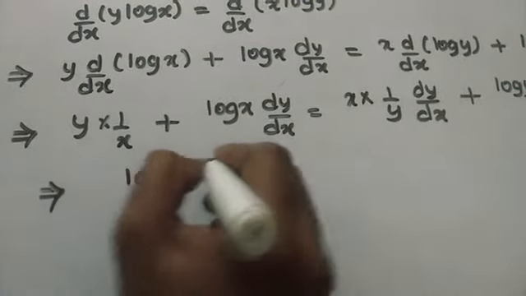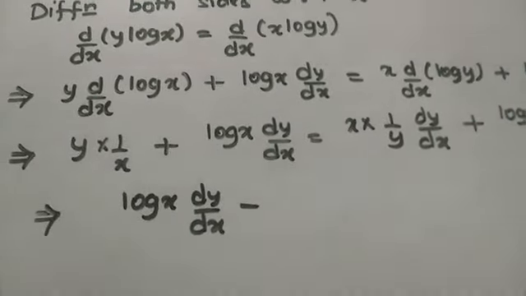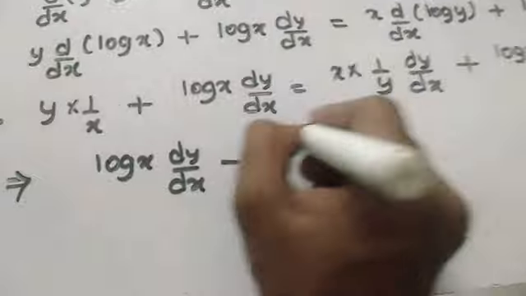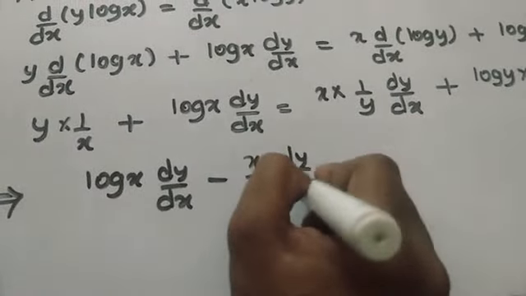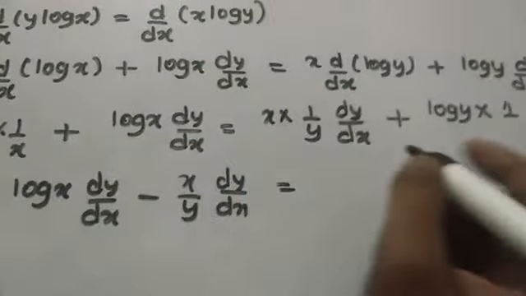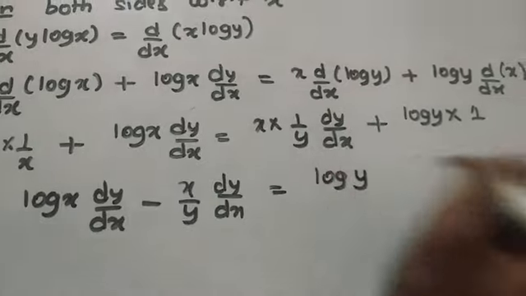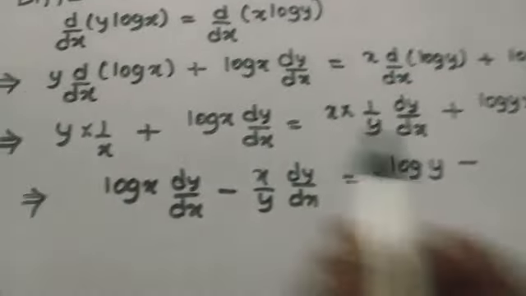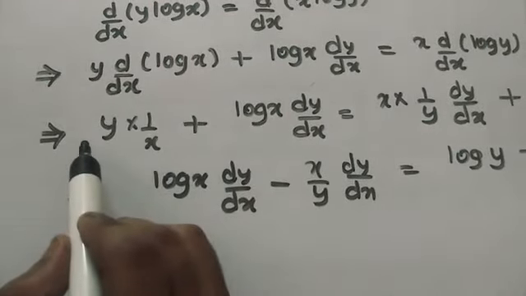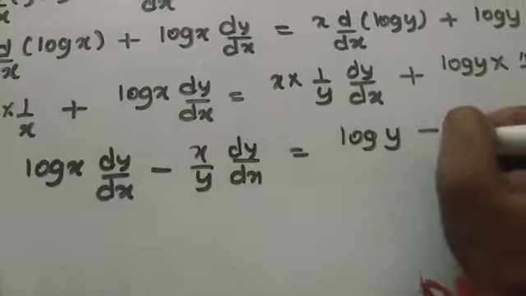So that is log x dy by dx minus x into 1 by y, that is x by y dy by dx, equals log y into 1, log y, minus for this term y into 1 by x, that is y by x. This is positive. From this side, if it goes to that side, it becomes negative.